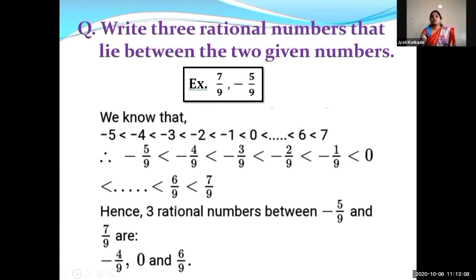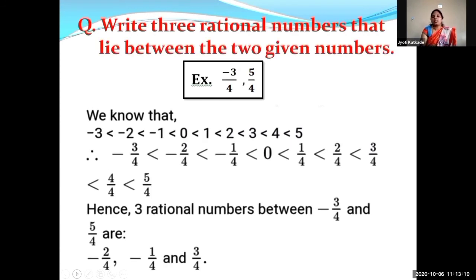Okay. All of you understand these types of questions? Have you any doubt? So see the next question, that is -3 upon 4 and 5 upon 4. Okay.